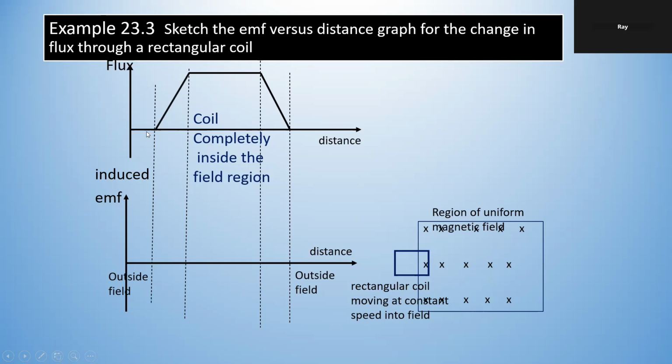Where it's outside, there's no flux. As it enters, it increases. Then after that, when the coil is completely inside, the flux is constant. Area doesn't change anymore. And as it leaves the field, the area starts to decrease again, decreasing to zero when it's completely outside the field. Then we draw the EMF using Faraday's law.